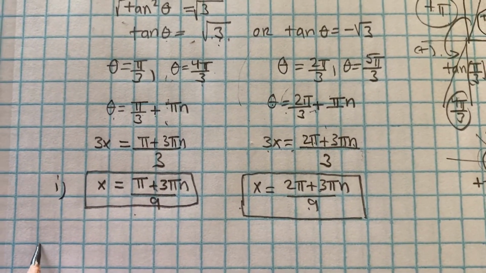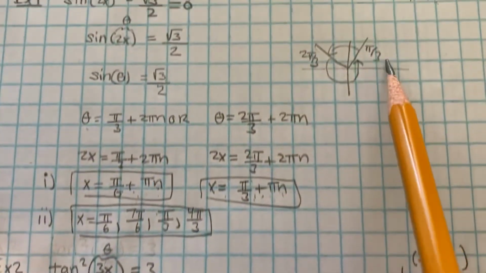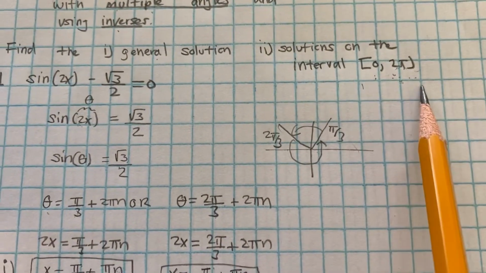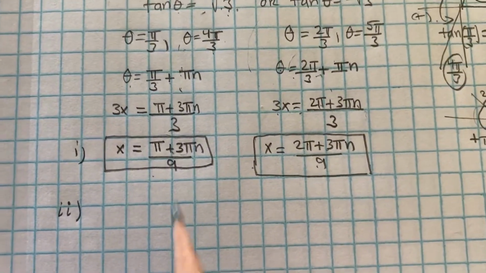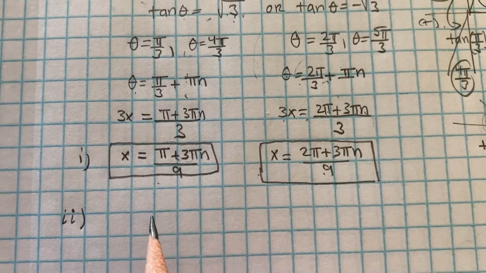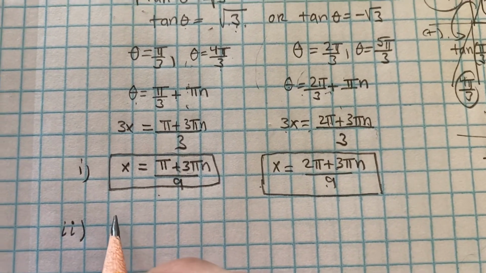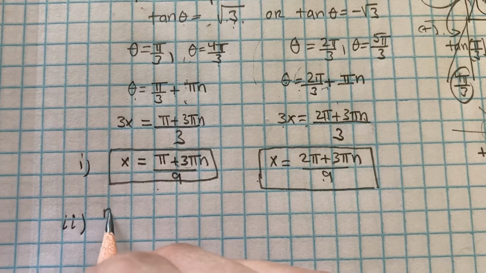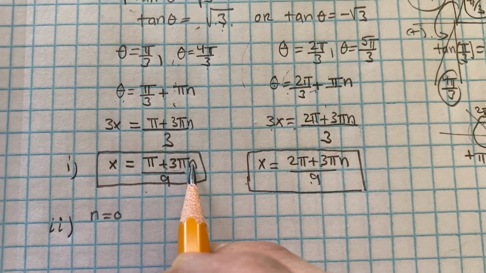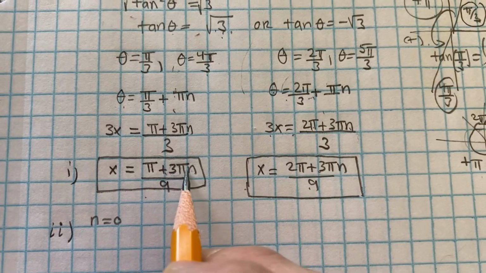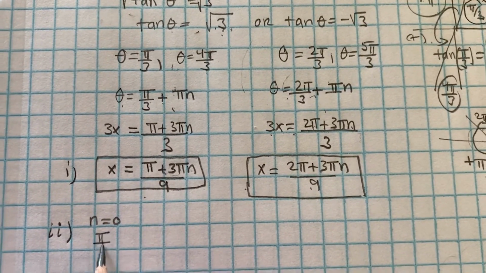Okay, but we're almost done with this problem, right? We still have to find the specified solutions on the interval from 0 to 2 pi. So this is where combining the fractions makes it a little bit easier to compute. If you remember how I did it on the previous example, all I did was start plugging in n values. For the first n value, I'm going to plug in n is equal to 0. So if I plug in n is equal to 0, I'm going to have 0 plus pi, which is pi. I'm going to have pi over 9.